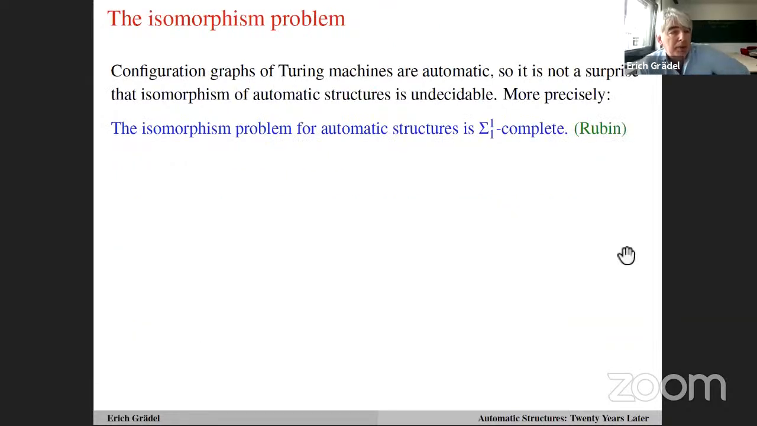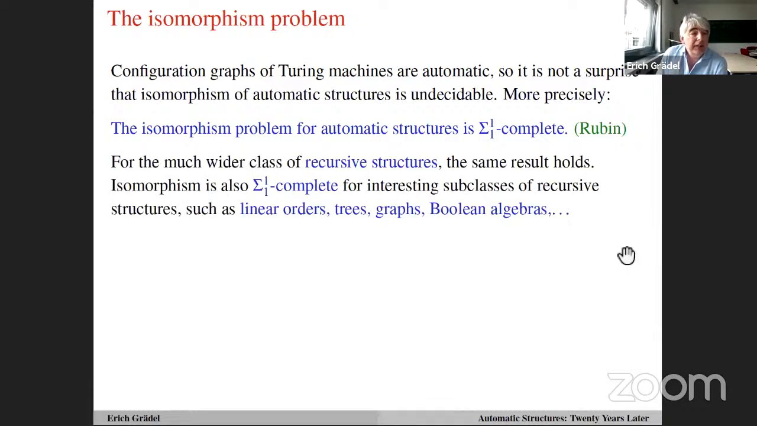An undecidable problem on automatic structures is the isomorphism problem. Since the configuration graphs of Turing machines are automatic, it is not a surprise. It's not difficult to come up with specific isomorphism problems in this context that are undecidable. But of course, it is undecidable in a rather strong sense. This was proved by Sasha Rubin quite a long time ago: the isomorphism problem for automatic structures is Sigma^1_1-complete, so it's on the first level of the analytic hierarchy.